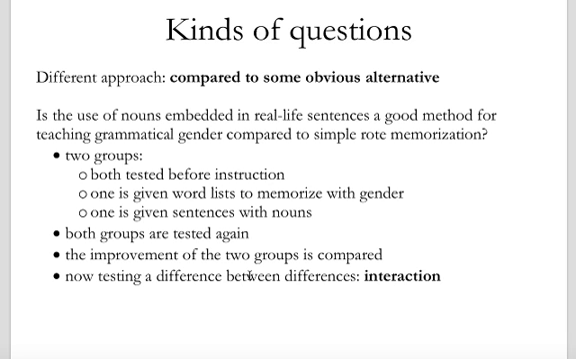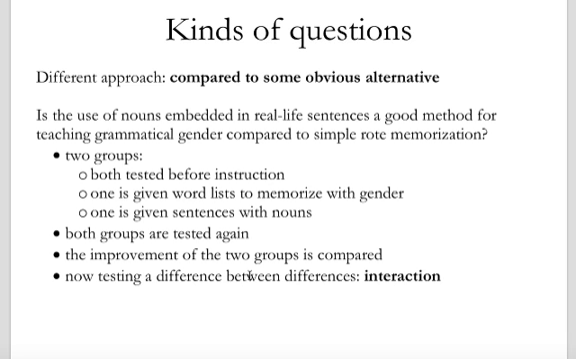Right? Is the use of nouns embedded in real-life sentences a good method for teaching grammatical gender compared to simple rote memorization? So here, in order to test this, now all of a sudden, we're going to have two groups. We're going to test both of them before instruction to make sure that the two groups didn't just start out being really different from one another. One of those groups is going to be given word lists to memorize with gender. That's the control group. And one of them is going to be given examples of sentences with different nouns embedded inside them. We're going to test both groups over again and compare how much the two groups improve.